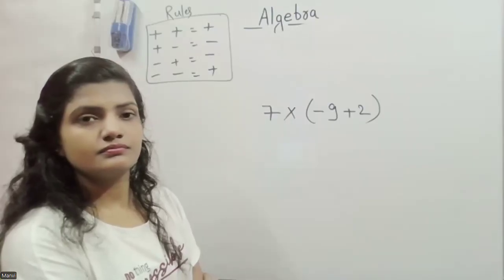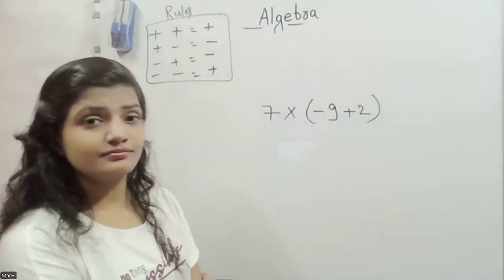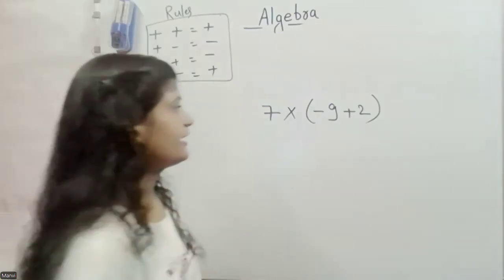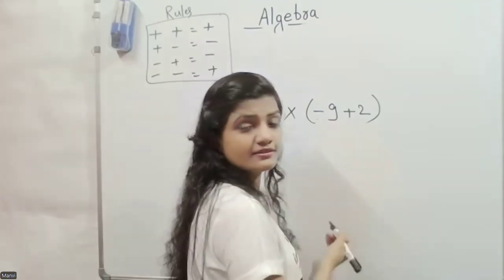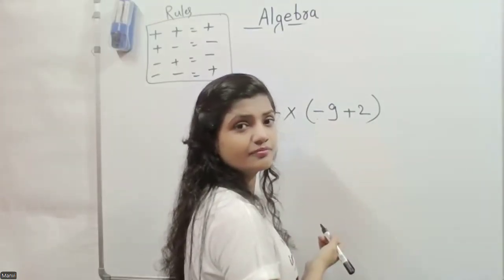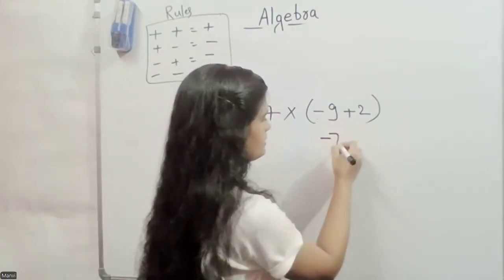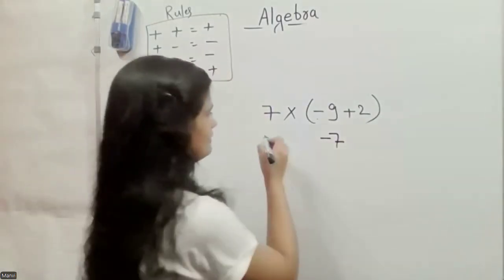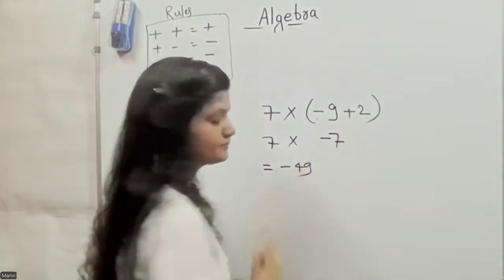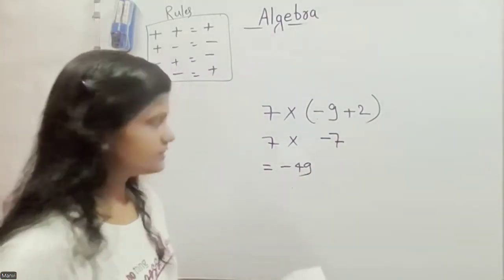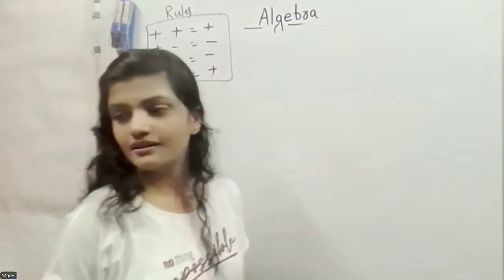Will the answer be minus 77? Oh, I've made a mistake. Yeah, here we have different signs, Kavya, right? Yeah. And different means that it must be minus 7, right? Minus 7 times 7 will be minus 49. Okay, that's fine. We must learn from our mistakes.